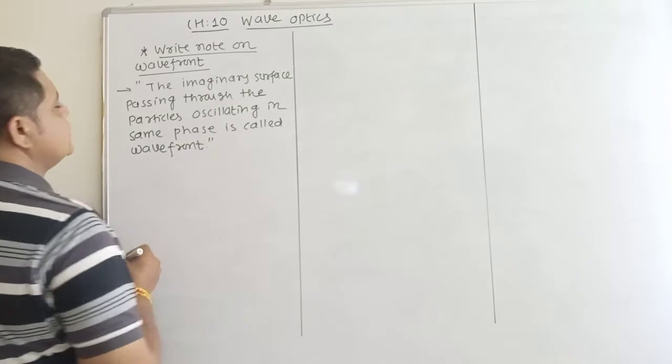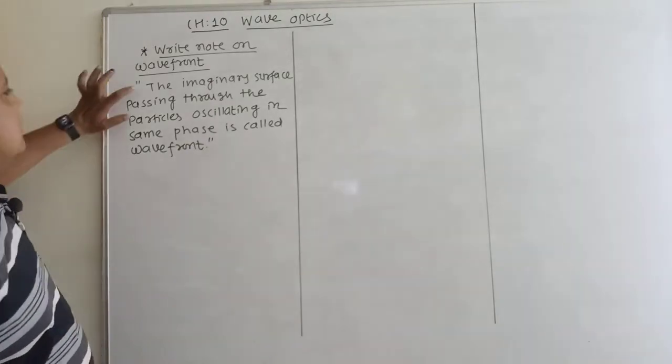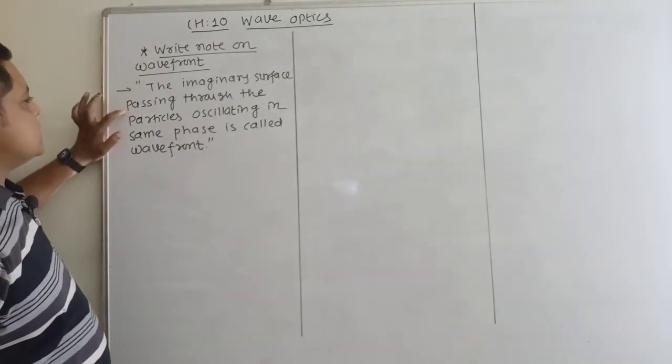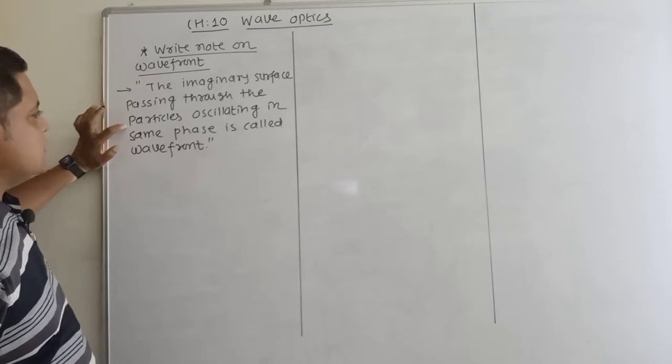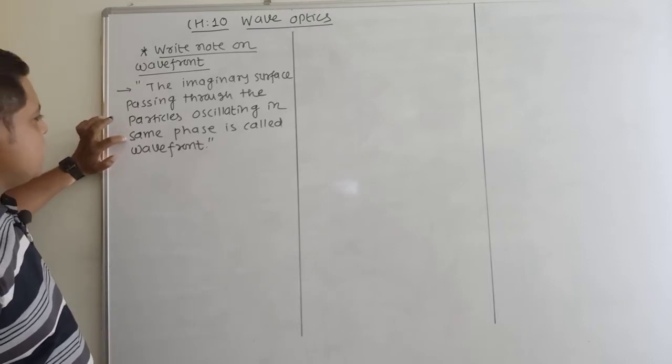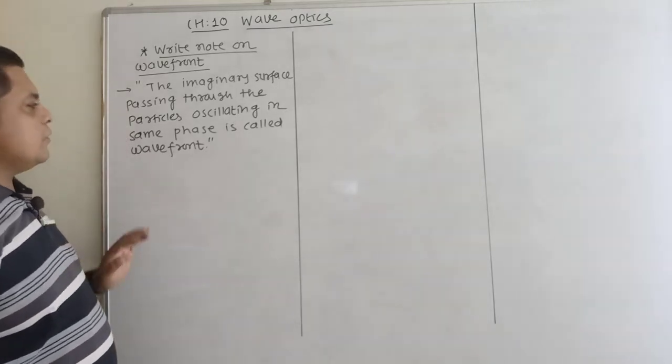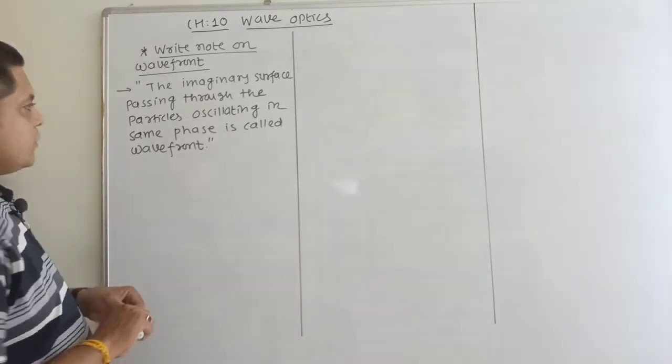Okay, so wavefront is a surface. The imaginary surface passing through the particles oscillating in the same phase is called a wavefront.